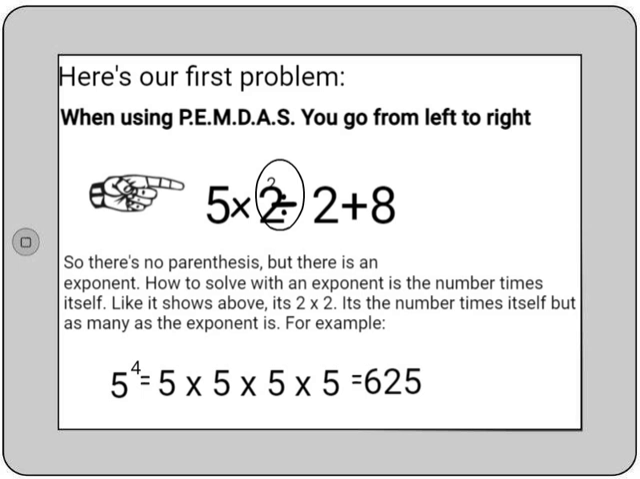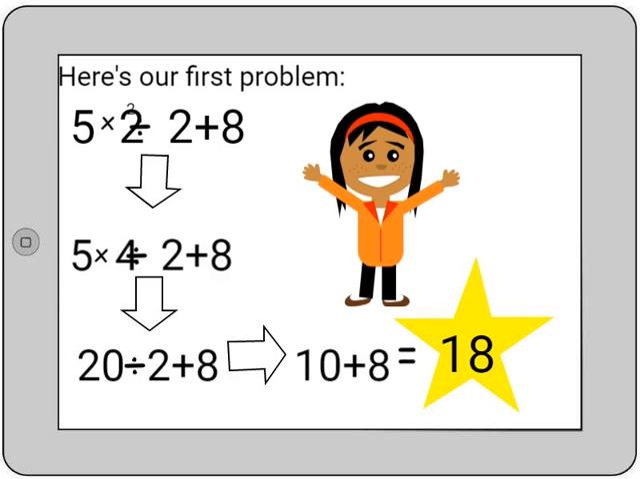How to solve with an exponent is the number times itself. Like it shows above, it's 2 times 2. It's the number times itself, but as many as the exponent is. For example, 5 times 2 squared divided by 2 plus 8.